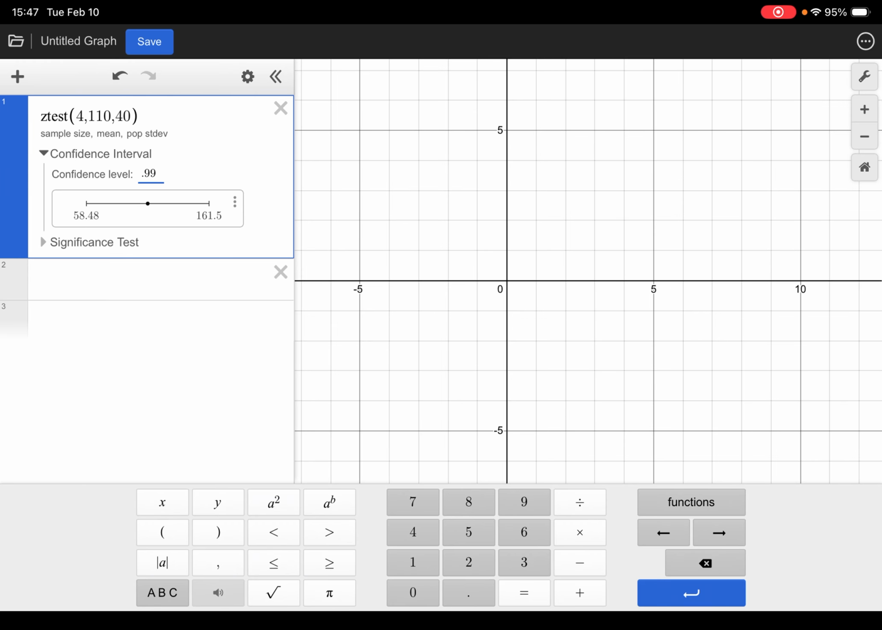Okay, so looking at the conditions for that, notice our conditions are still random, independent, and normal. So for random, remember we need random selection, okay, or random assignment.